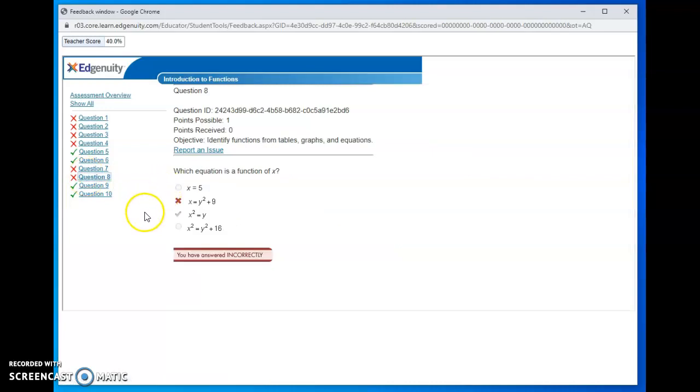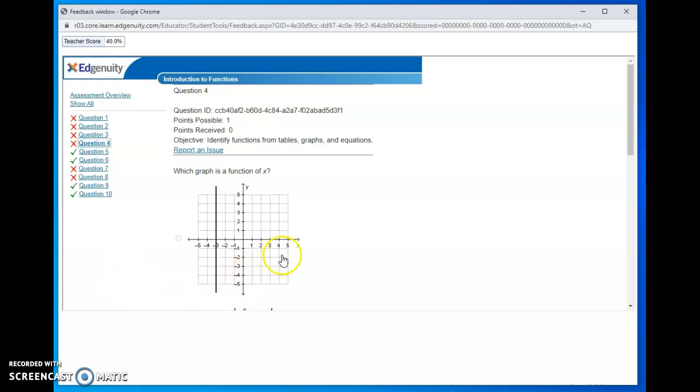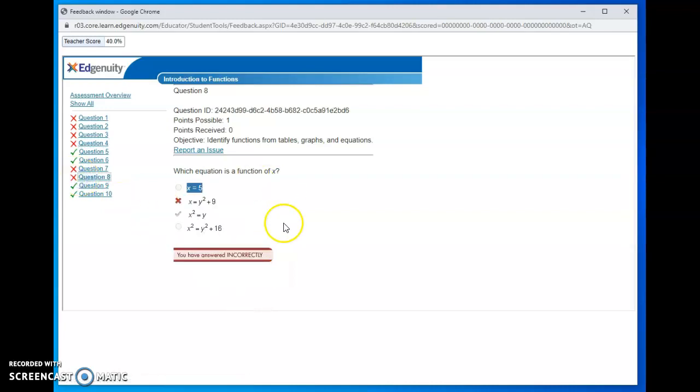And then same thing here, we can't have those y squareds. So y squared, not that one. It's kind of tricky here for x equals 5 or x squared equals y. But if we go back to this one, x equals 5 would just be a straight line up and down on 5, so it's not going to be a function there. That one was kind of tricky between those two options.